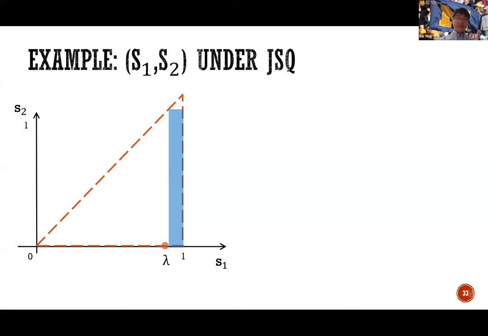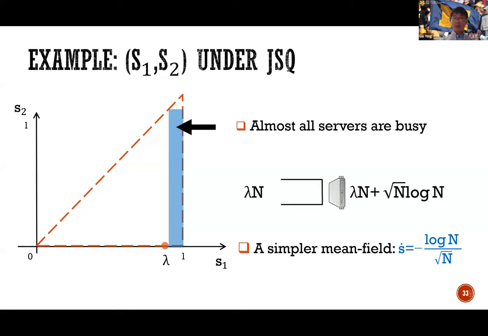But if you look at the system at steady state, especially when the traffic is really heavy, then almost all the servers will be busy, which means you will not live in a region where S1 is far away from one, with lambda having some gap from one, okay? Join the shortest queue will continually push the system towards the right-hand side and make sure S1 is close to one, right? You can show that with the state space concentration. Then if that happens, how do we view the system? We can simply view it as a single-server system with arrival rate lambda, and the service rate is whatever lower bound we can establish on the fraction of busy servers. In that case, it'd be lambda plus square root of log n over n, okay?